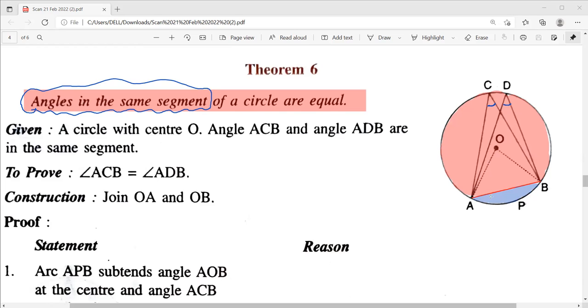Not only that, my dear students, suppose I make a few more angles in the same segment. You can make infinite angles in the same segment, and remember, these all angles will be equal. This, this, this, this. If one is theta, they all are theta.